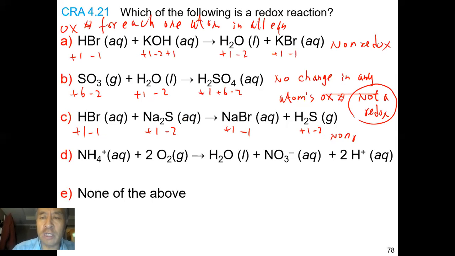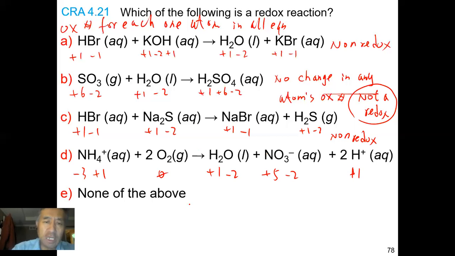So now redox. So now this one, so we have negative 3 and plus 1, and then 0 and plus 1, negative 2, then here it will be positive 5, negative 2, and plus 1. So there are some changes, right? So what has been changed?